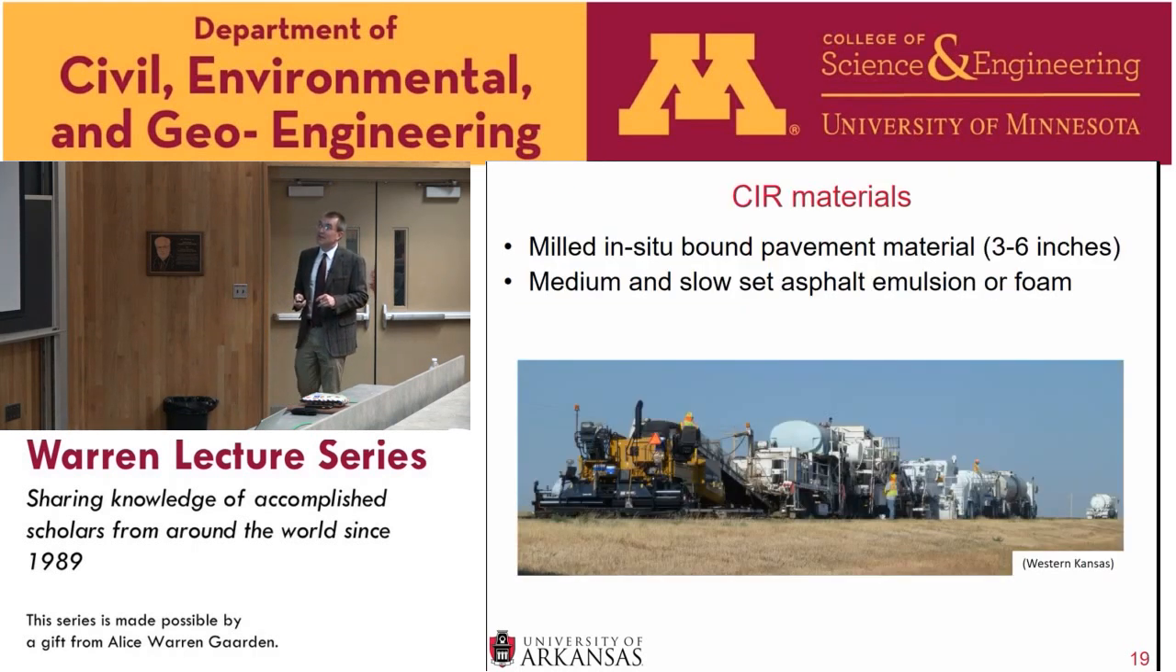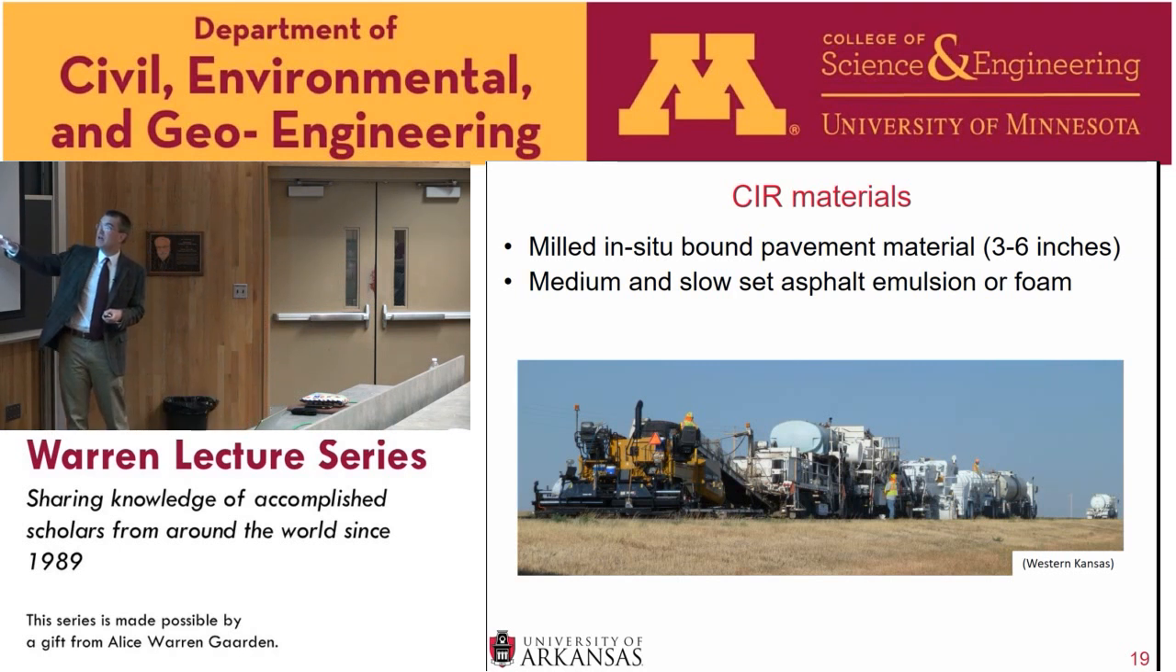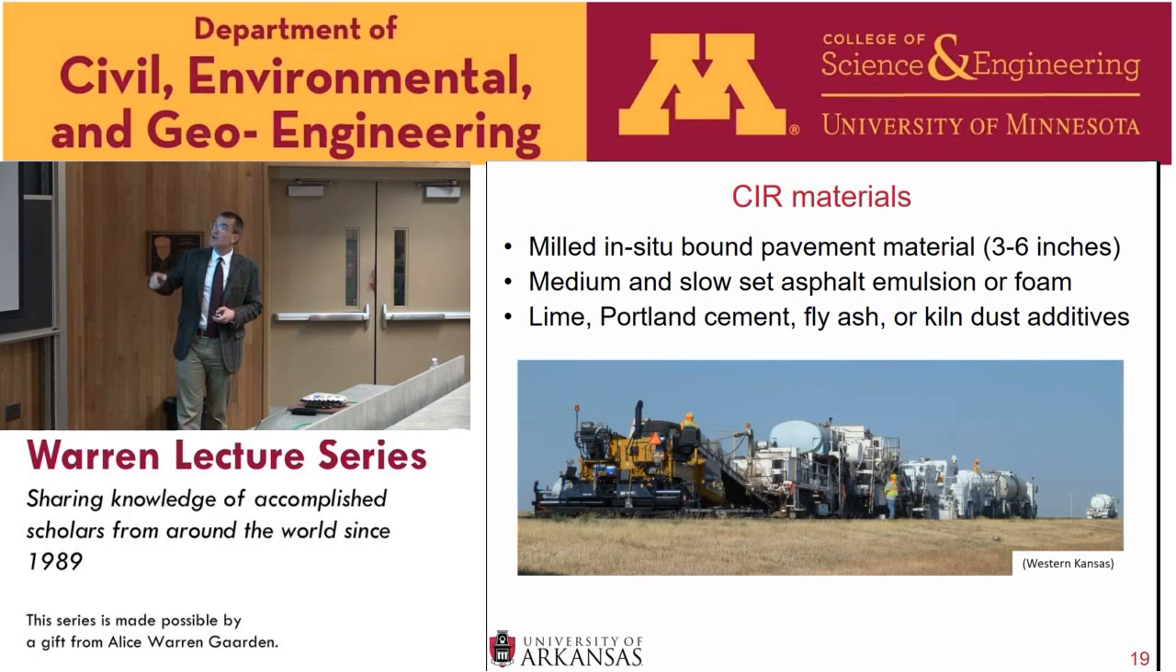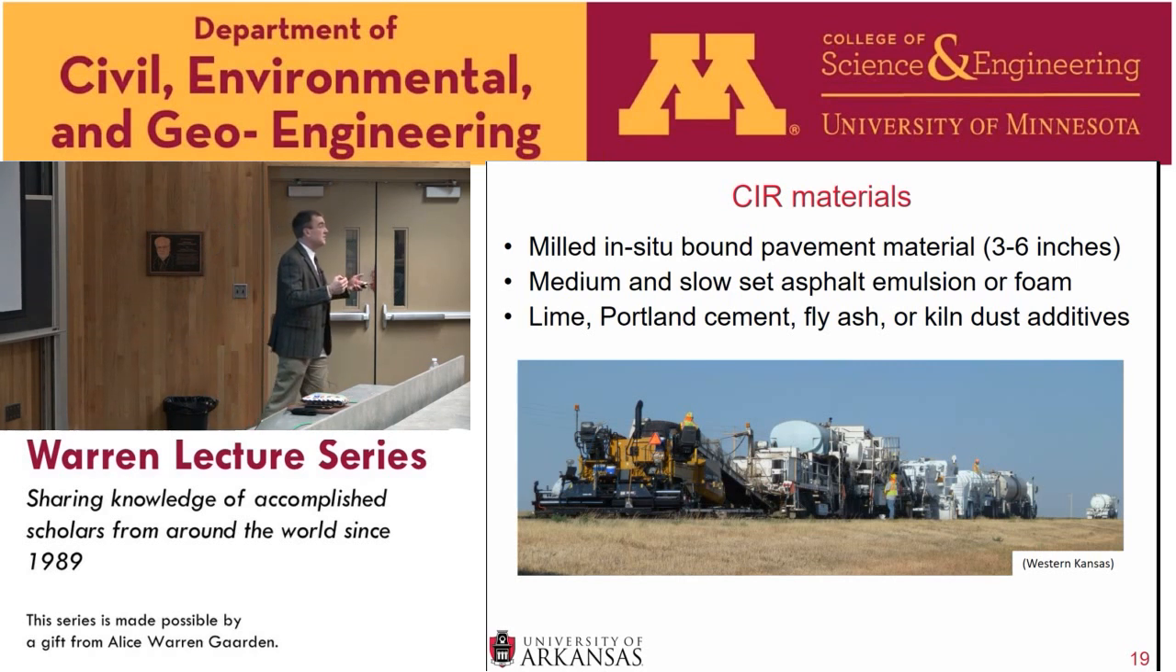So this is a picture of a cold-in-place recycling train, and there are many different pieces of equipment here. On the right side of the screen, you can see some trucks that are getting ready to back up to the train. When you're doing cold-in-place recycling, you have medium or slow-set asphalt emulsion, you may have asphalt foam, you may have lime, Portland cement, fly ash, or kiln dust additives. There are all these different potential materials. But the last thing you want to do is stop that train from moving. So when you're about to run out of a material, a new truck pulls up, the old empty truck pulls out, and the full truck just backs in, and the train can keep moving.